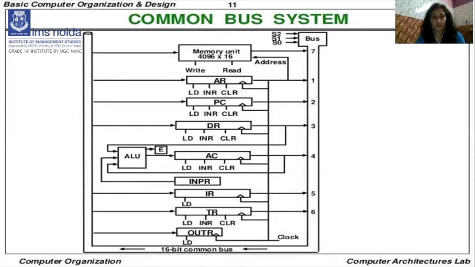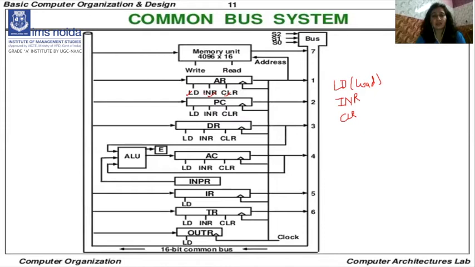Now let's see here, at each register there are 3 various types of operation like LD, INR and CLR. Similarly, in the program counter, load, increment, clear; the data register, accumulator, at each and every type of register, these operations are connected. What do you mean by these operations? LD means load, right? INR means increment the value, right? And the third is CLR. CLR means clear.